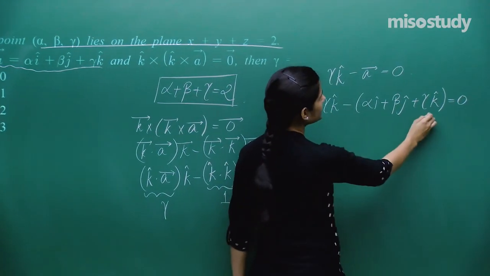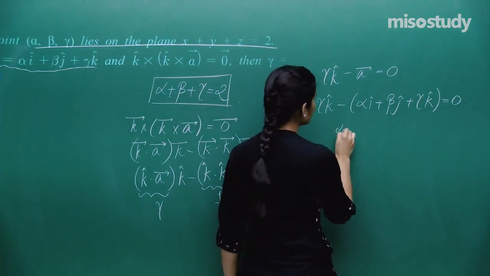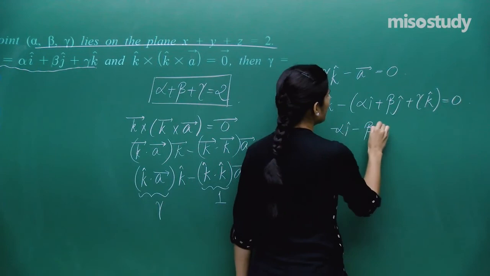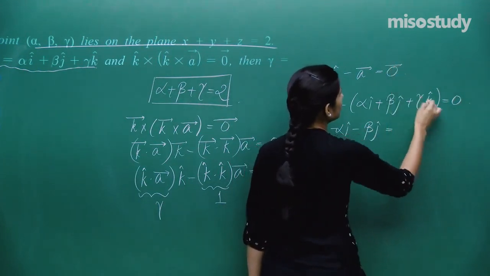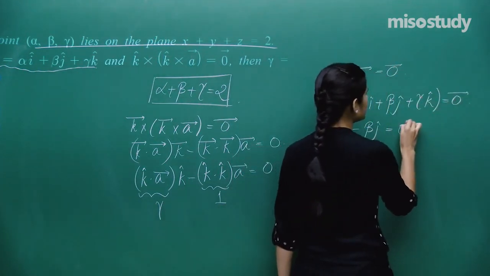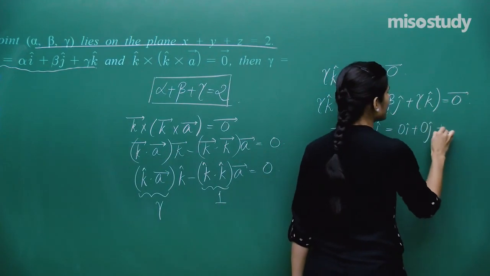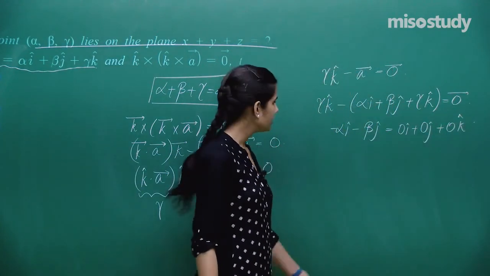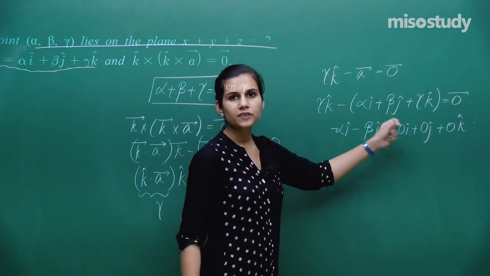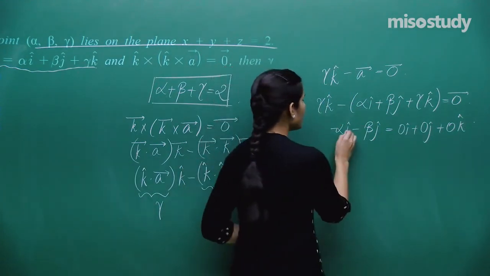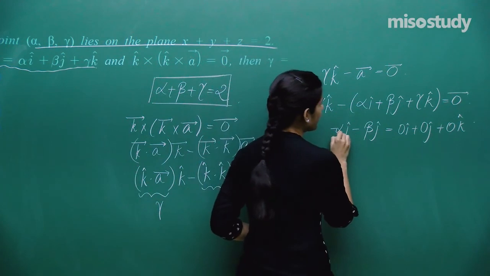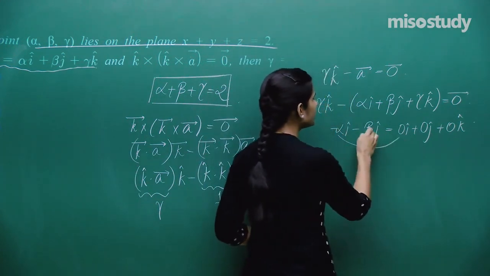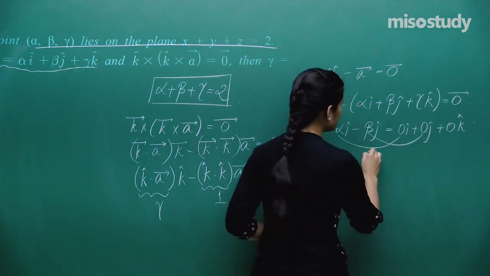Gamma k cap minus gamma k cap is 0, so you get minus alpha i cap minus beta j cap is 0 vector. That means this is 0 i cap plus 0 j cap plus 0 k cap. Two vectors are same if and only if each and every component is same. So i cap component will be same. Minus alpha is 0, that means alpha is 0. Minus beta is 0, that means beta is 0.